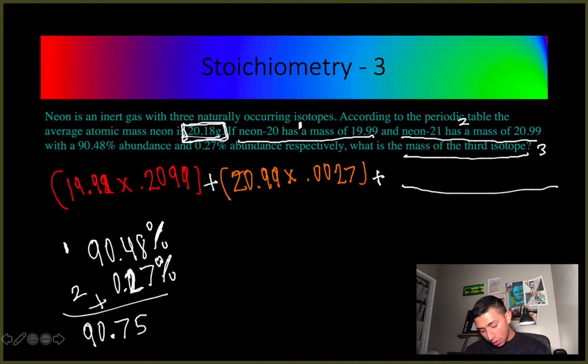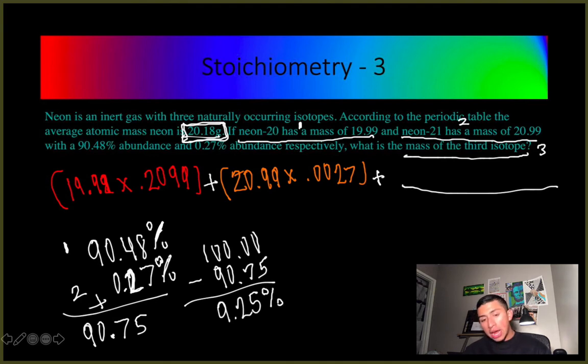90.75. And subtract that from 100. So 100 minus 90.75, and you should get 9.25%. Now 9.25% is going to be the percent abundance of the missing isotope.